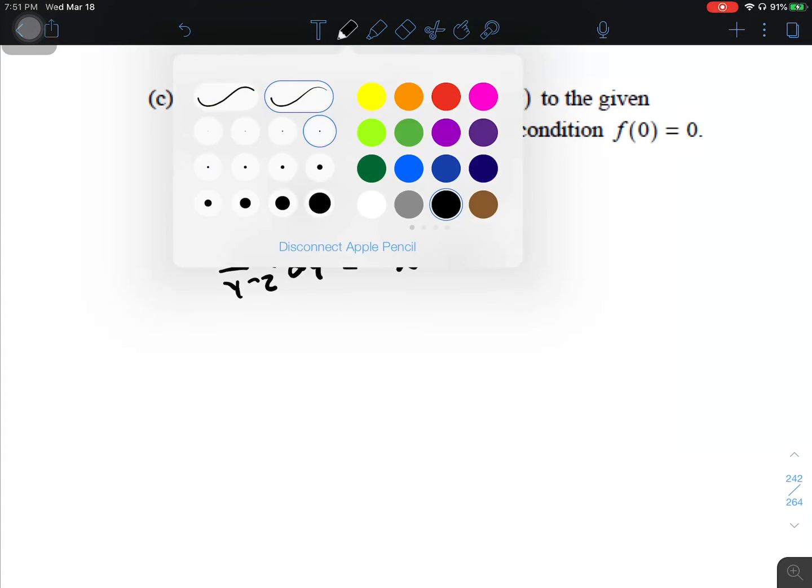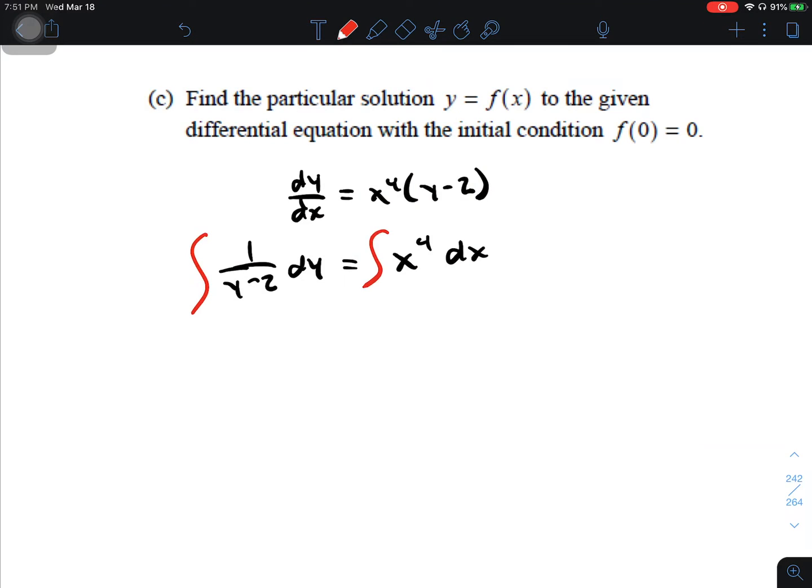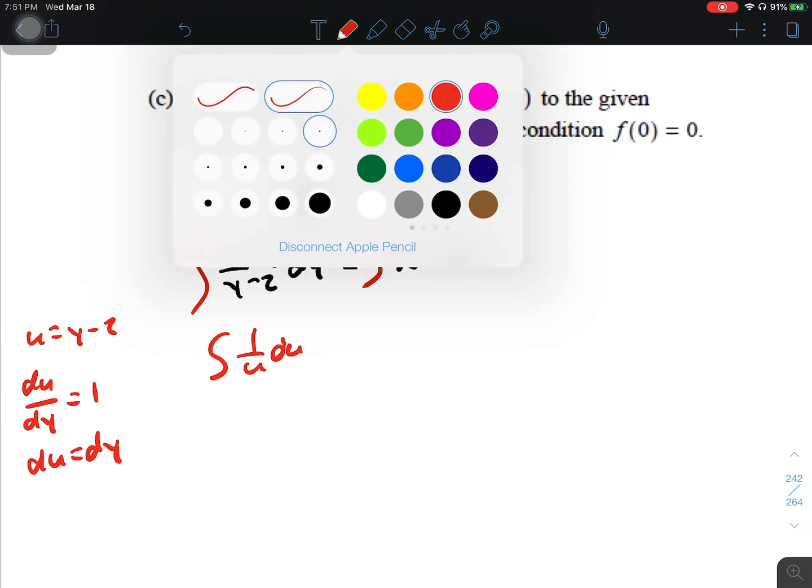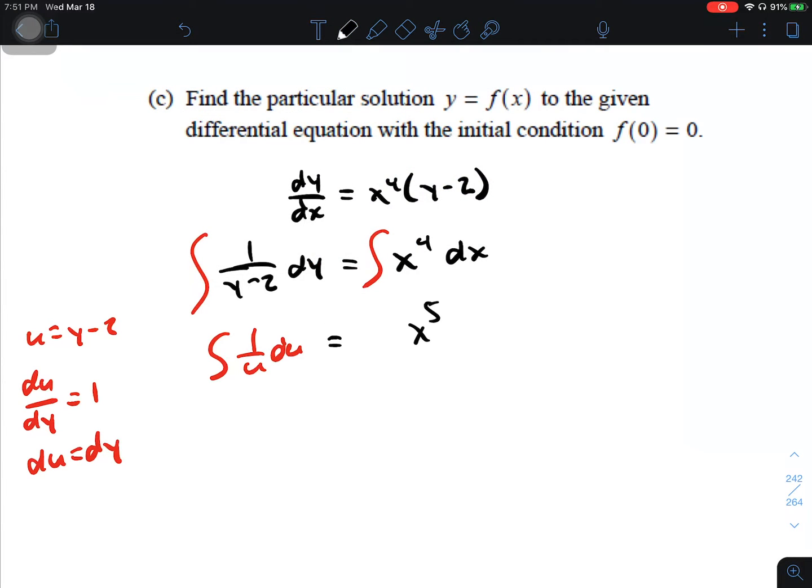On the left, when we integrate this, I'm going to set u equal to y minus 2. It's going to make du over dx 1, which makes du equal to dx. I'm sorry, I made a mistake there. This should be dy, not dx. Take the derivative with respect to y. On the right side, we can integrate this directly. Add 1 to the exponent, multiply by the reciprocal, add your arbitrary constant. On the left, we're going to have natural log of the absolute value of y minus 2.